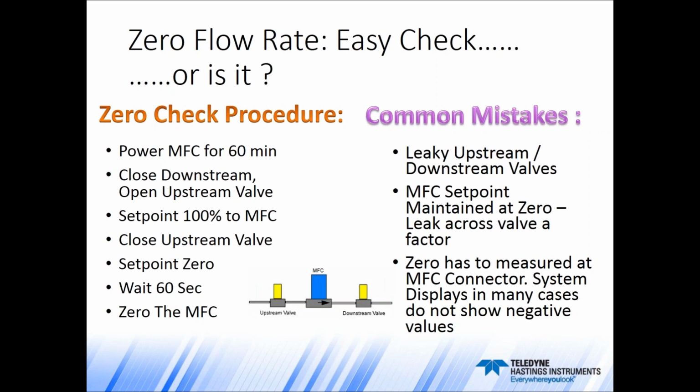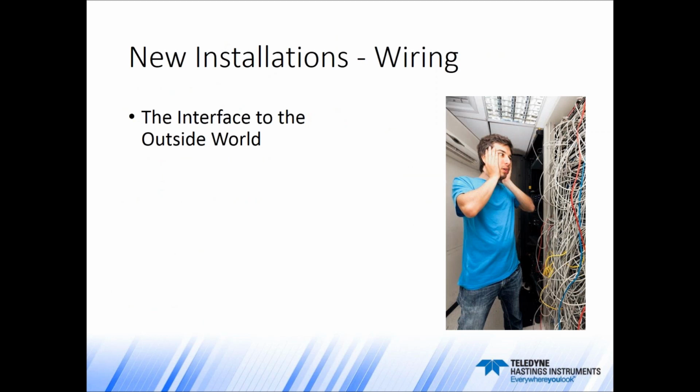Now, I want to mention there are a couple of common mistakes that may occur with this technique. You might have a leaky valve, either upstream or downstream, or the MFC might have a small leak across the valve that could lead to an erroneous 0. Ideally, you would measure the 0 output at the MFC because some system displays may not swing and indicate negative flow. So let's talk about the wiring issues of the MFC. If the wiring is not right, then we can't expect to get the desired results. We typically don't see as many issues with 0 to 5 volt analog I/O. We see more issues with 4 to 20 milliamp integration. So let's take a closer look at that.